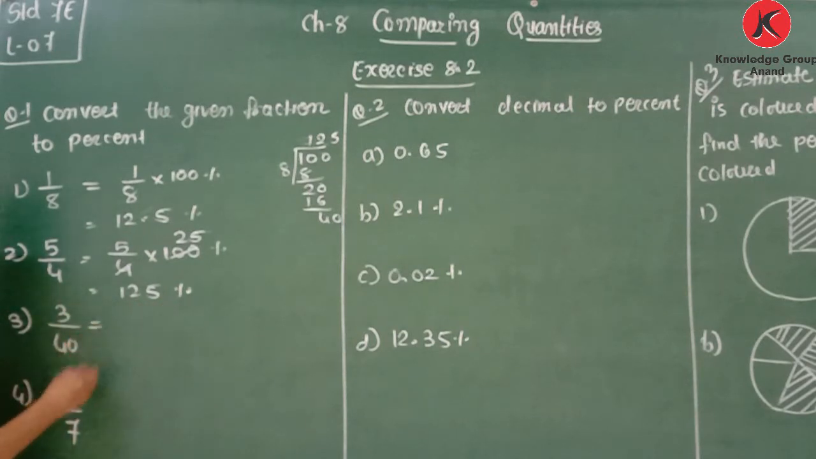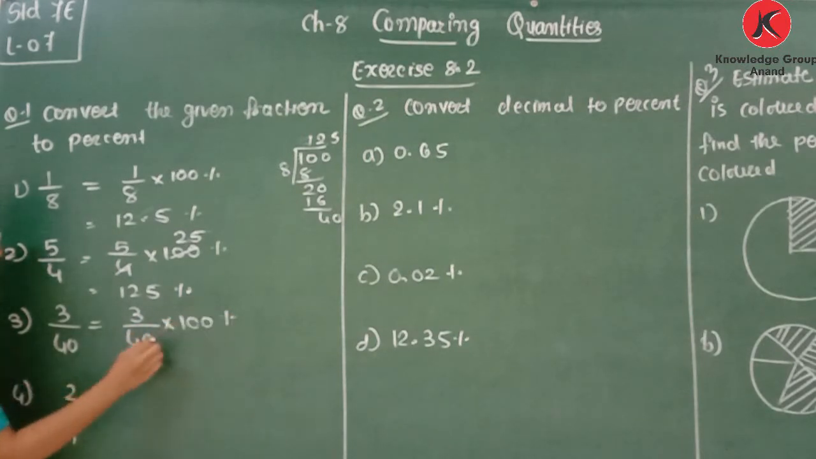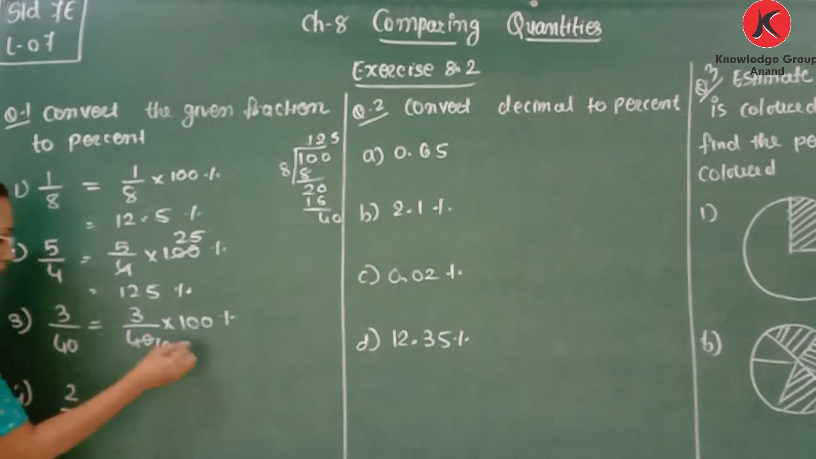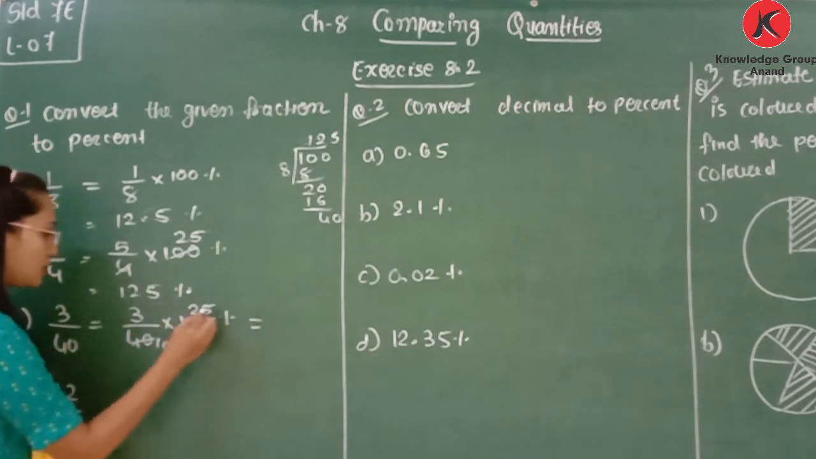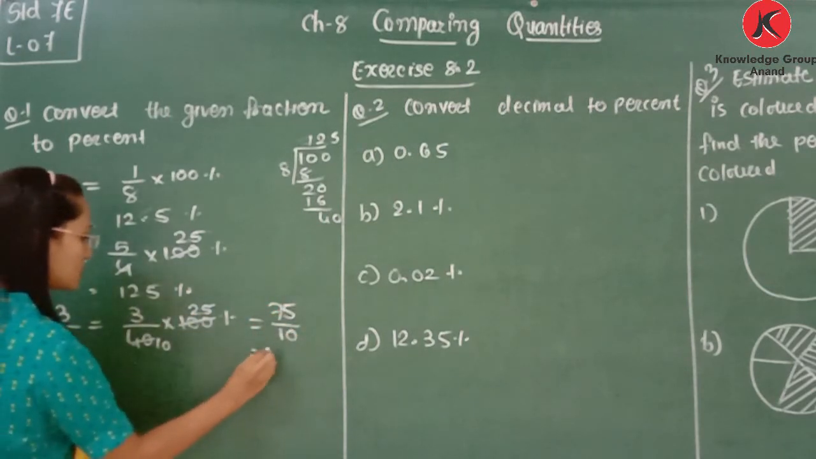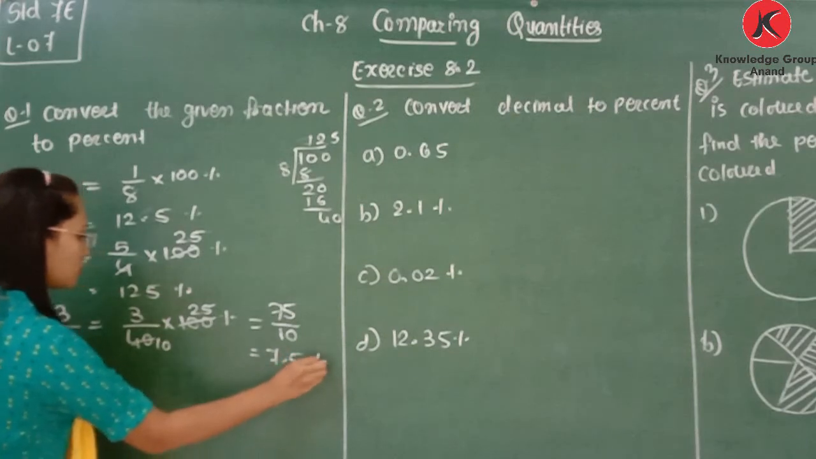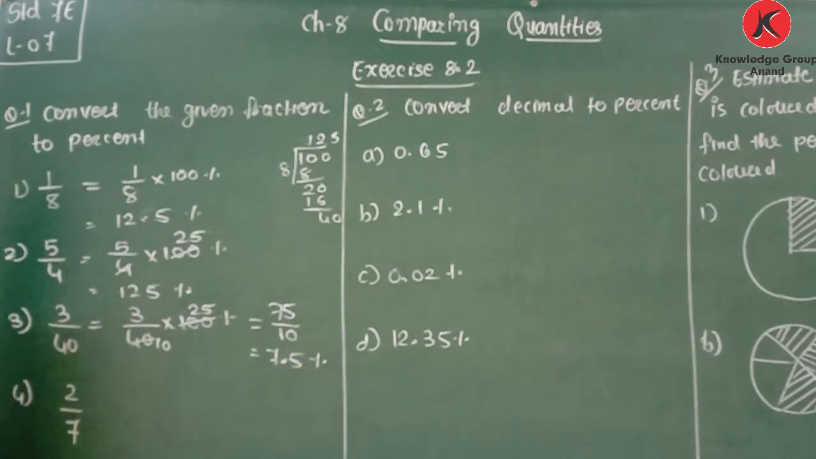So you need to remember that. 3 by 40 multiplied by 100%. So you can cut here, 10, 25 4s are 100. Now 25 3s are 75, divided by 10. So it is 7.5%. So 3 by 40 represents 7.5%.